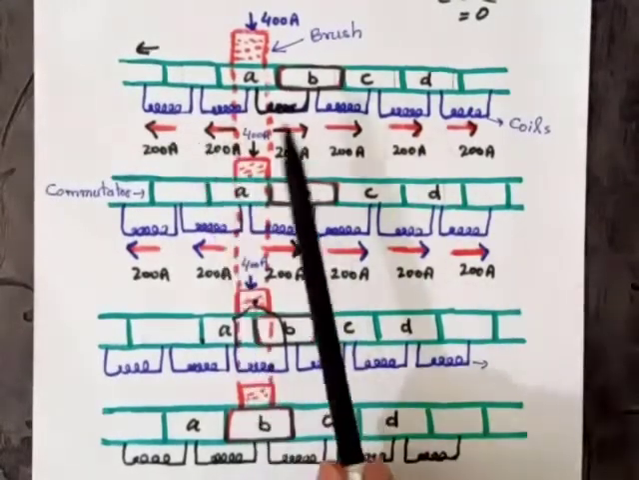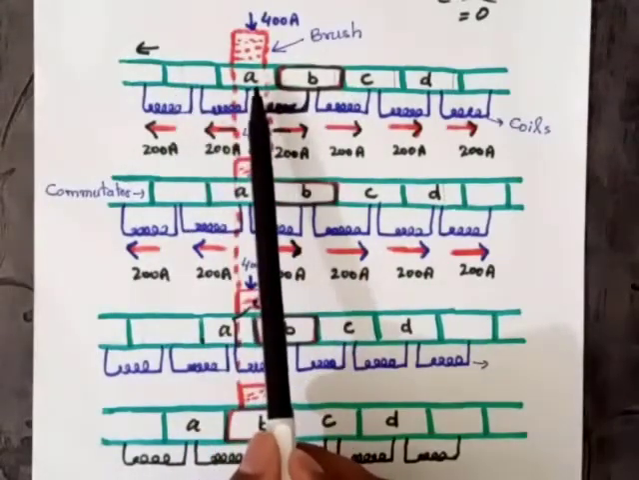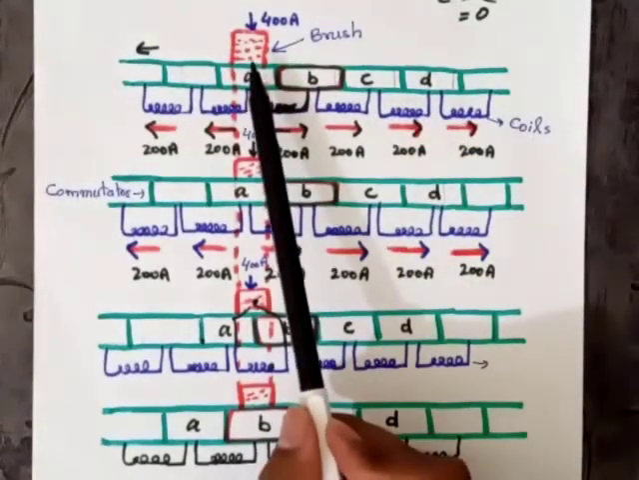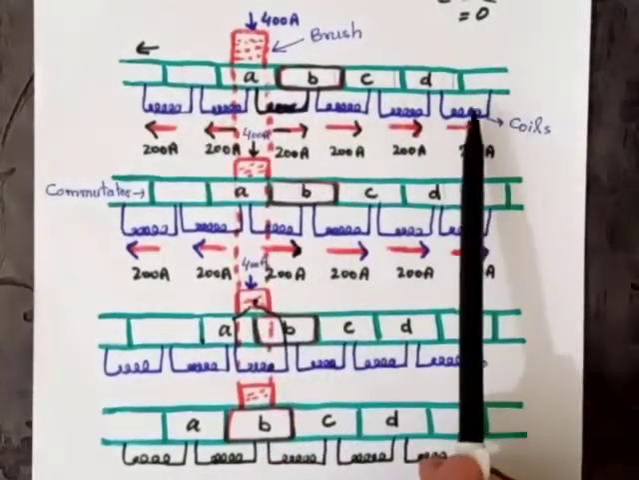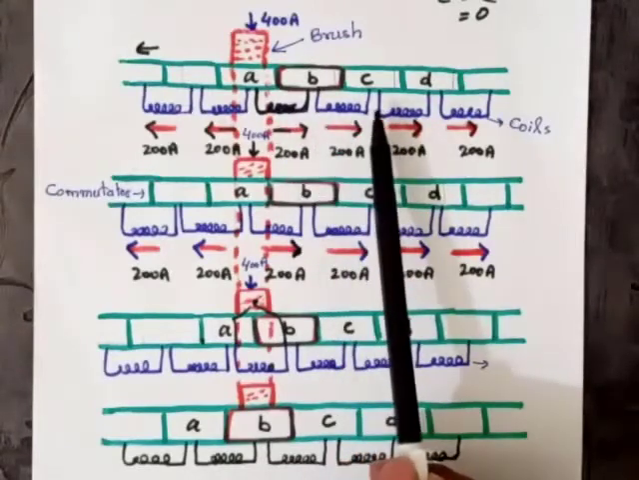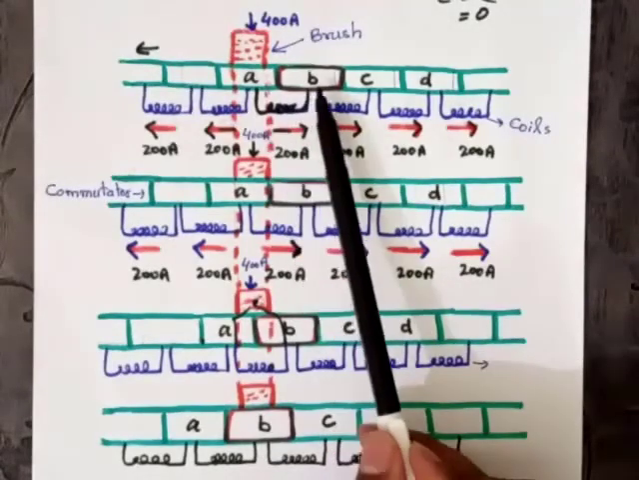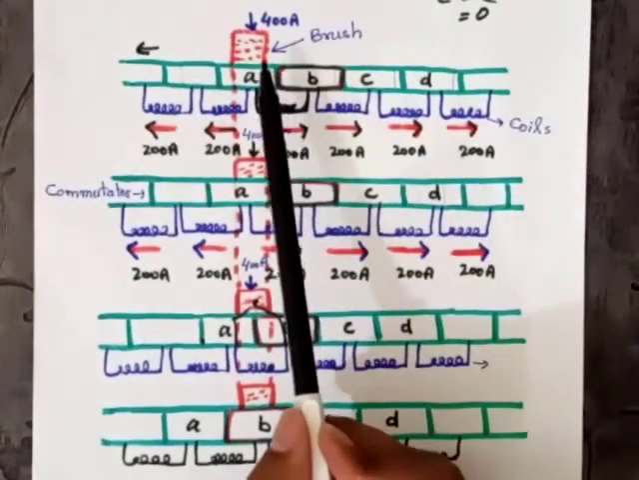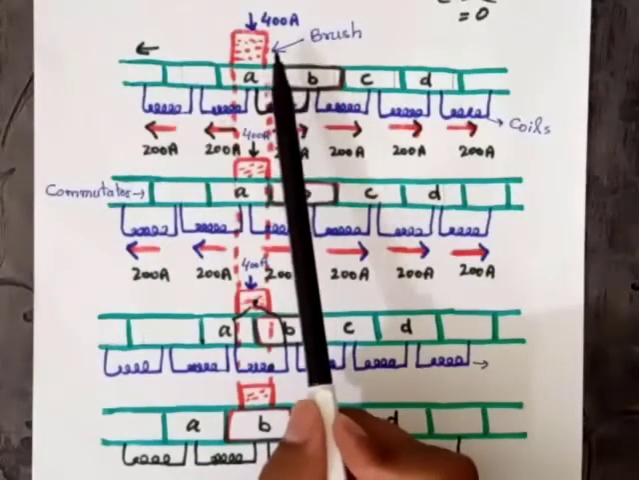As you can see in this figure, these are the commutator segments, that is commutator segments A, B, C, D and so on. This is the brush. And these are the coils. This is coil number 1, 2, 3, 4. These are the coils or loops. As we know, the loops are connected with the commutator segments, as you can see in this figure. This is the position of the brush. Let this be taking 400 ampere current.